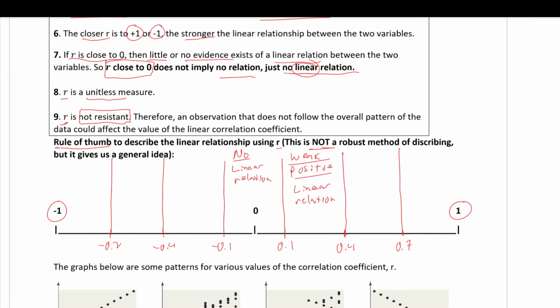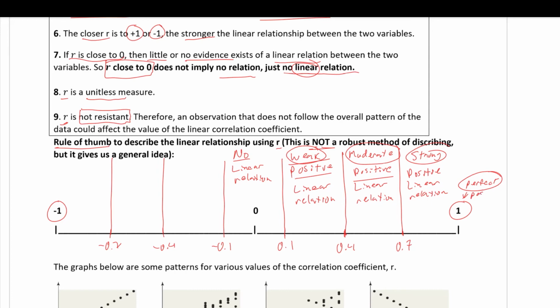Between 0.4 and 0.7, well, it's not weak, it's not strong. We'll just call it moderate. However, it is still a positive linear relation. And over here, anything above 0.7 up to 1, we'll call a strong positive linear relation. And then over here we have perfect. This is a perfect positive linear relation. That's the only way that can happen, if this R value comes out to be exactly 1. And I'll show you some examples of how that can happen.